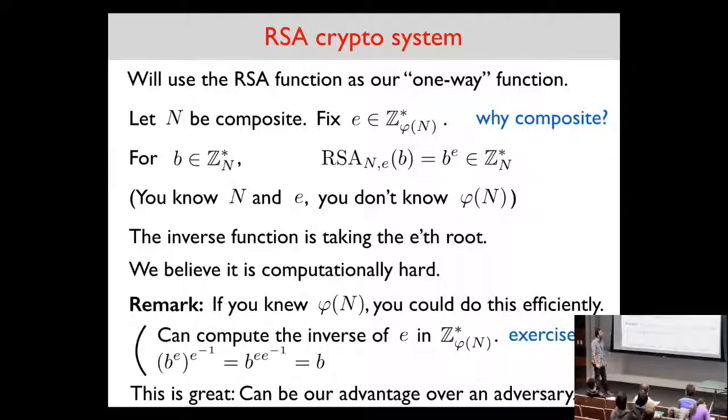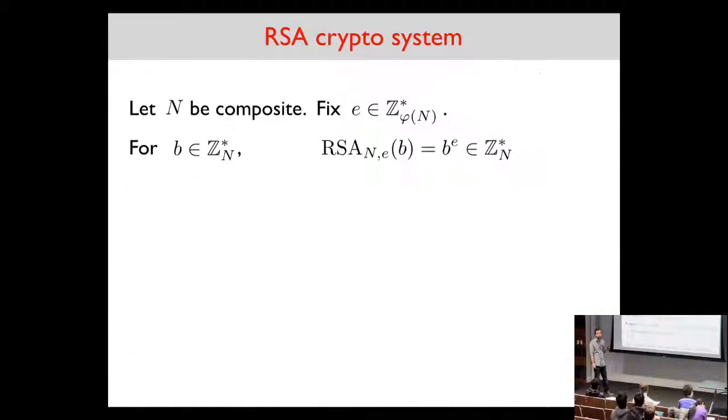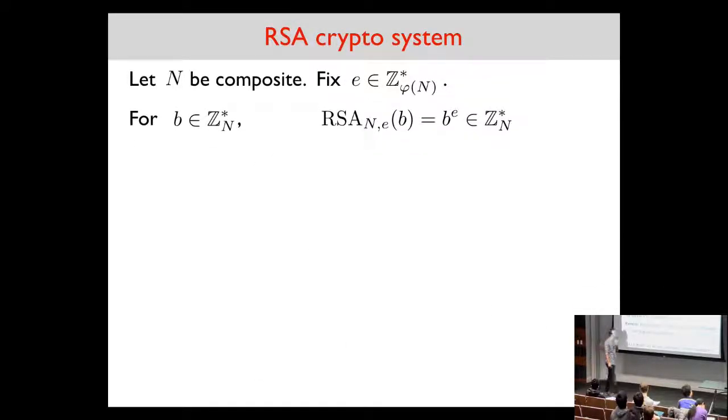So again, why composite? Why do we choose n to be composite? Because if n was a prime number, then phi of n would be known to everyone, to the adversary as well, and it wouldn't be secure. It wouldn't be one way.